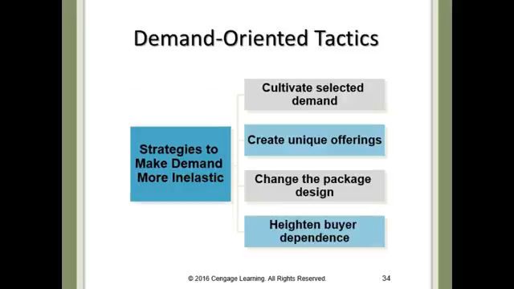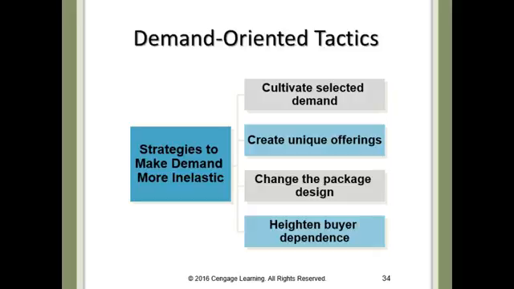Demand-oriented tactics. In order to make demand for a good or a service more inelastic and to create buyer dependency on that particular product, a company can use the strategies that you see here on this slide to try to encourage that.